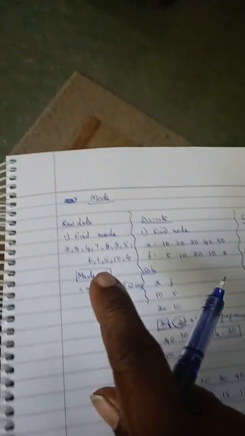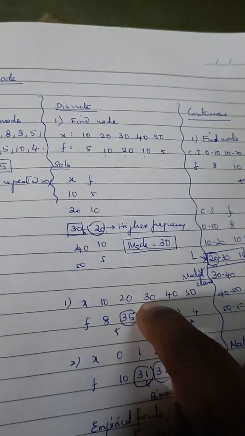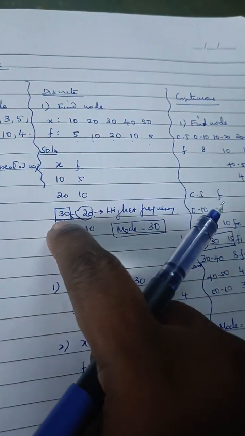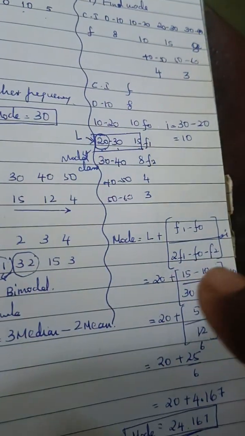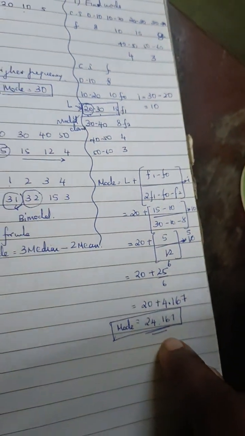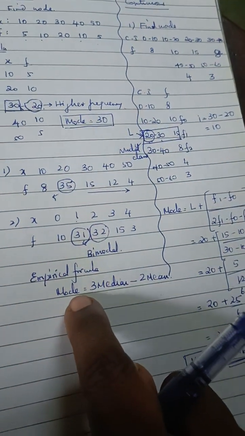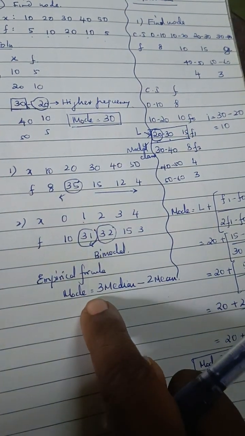So for raw data, it is just counting. For discrete, you just have to find the highest frequency and the corresponding x value, and for continuous, the formula method works. If in case a discrepant problem is there, you go in for the empirical method.